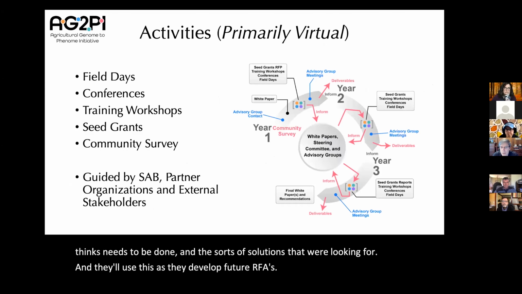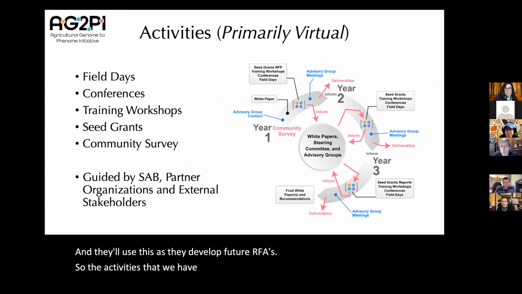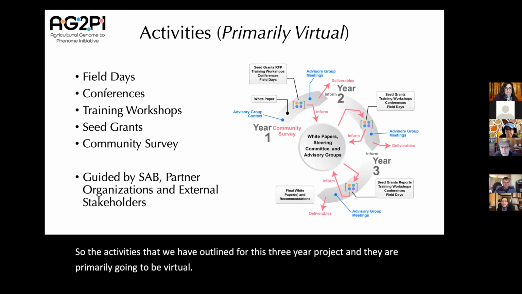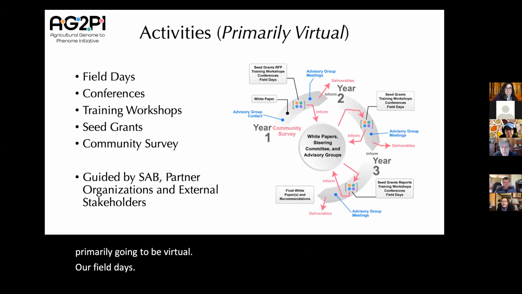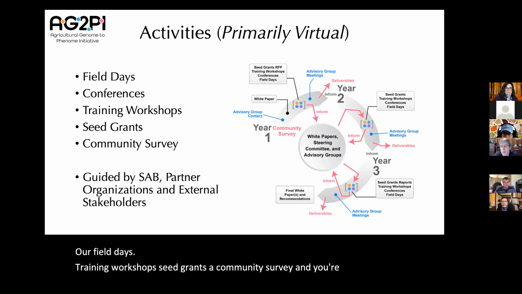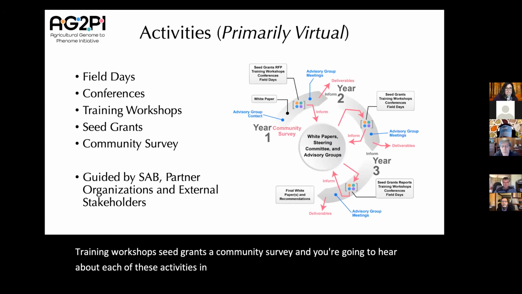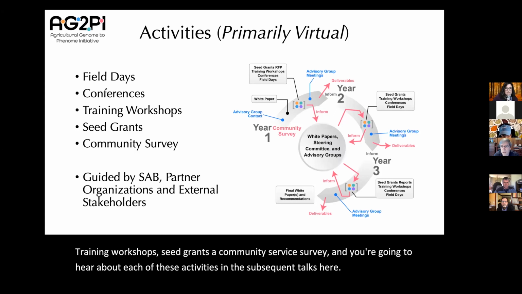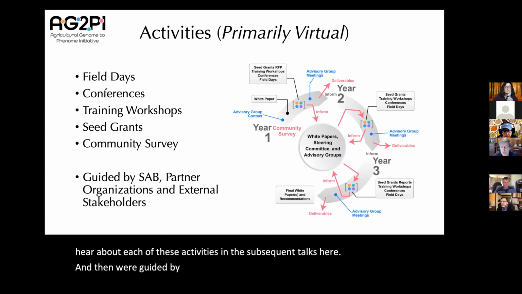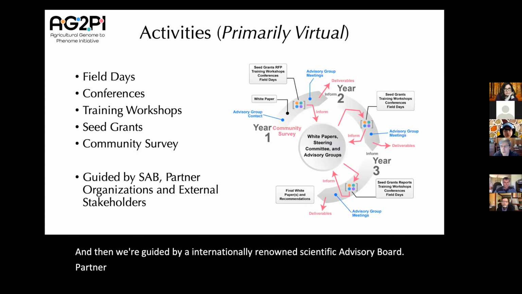So the activities that we have outlined for this three-year project, and they're primarily going to be virtual, are field days, conferences, training workshops, seed grants, and a community survey, and you're going to hear about each of these activities in the subsequent talks here. And then we're guided by an internationally renowned scientific advisory board, partner organizations, and external stakeholder group. And you're going to hear something about those external groups too.